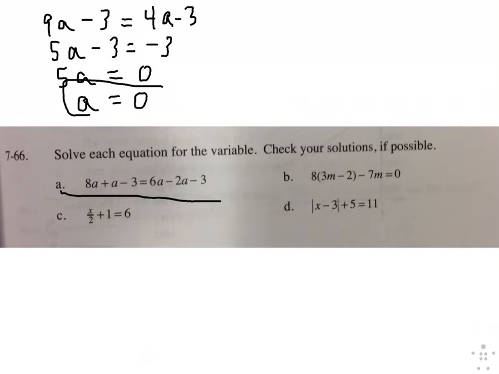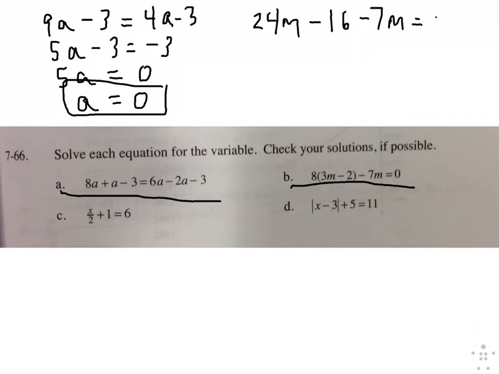So that's pretty straightforward. For B, let's do B now. The easiest thing to do is to distribute the 8 into the parentheses. So I get 8 times 3m is 24m. And 8 times negative 2 is negative 16. And I still have my minus 7m equals 0.